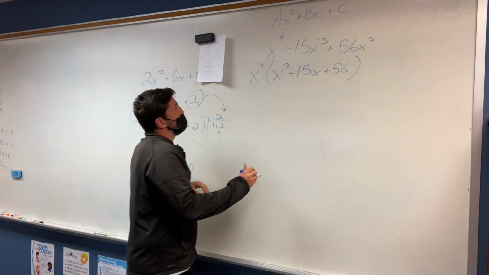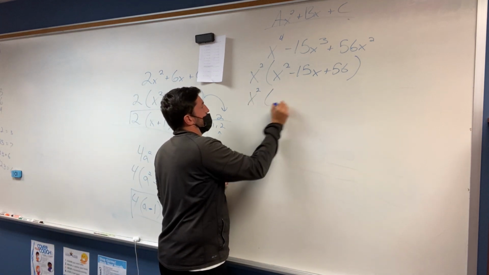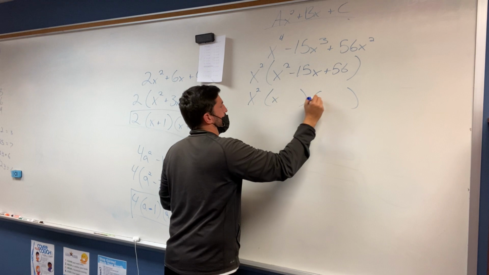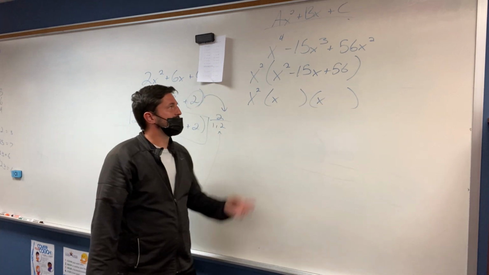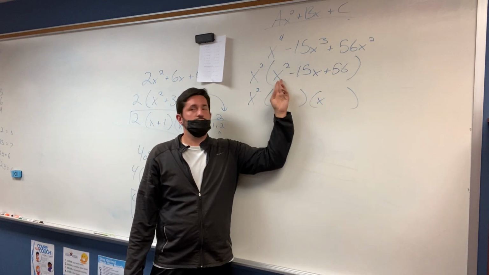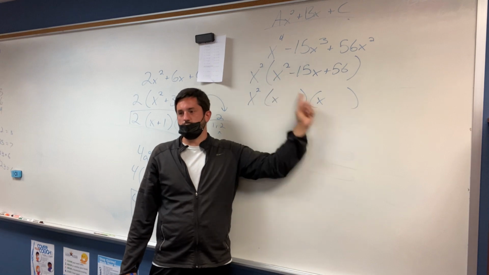All right. So now I'm going to factor x squared, factor bundles, x and x. And that's basically this x squared being broken apart. If I've never said that before, x squared is x times x.